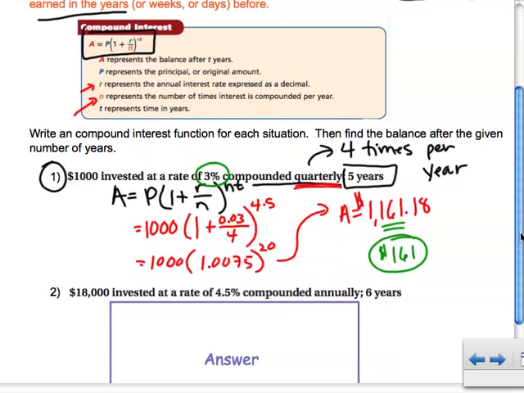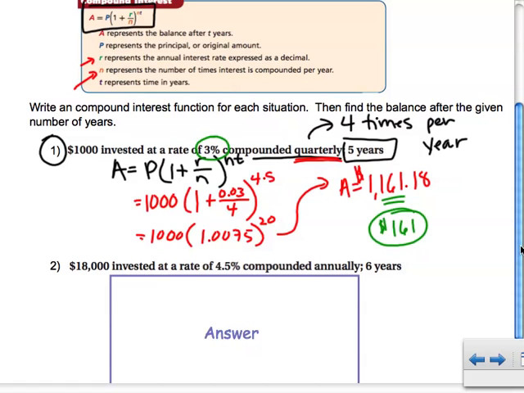I want you guys to try number 2. Hopefully you took a second to write down that formula up there at the top. Go ahead and hit pause, give that one a try, and we'll come back.